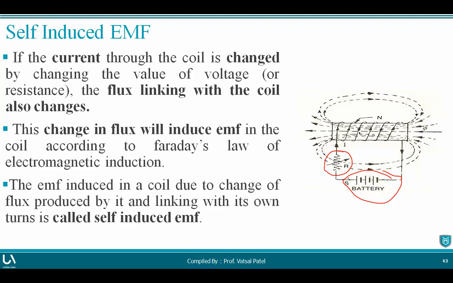So whatever the induced EMF in the coil is, due to the change of the flux produced by it, it links with its own number of turns. There are no other turns you can observe in this diagram. So that is the self-induced EMF. Are you getting it? Is there any confusion here about the self-induced EMF?